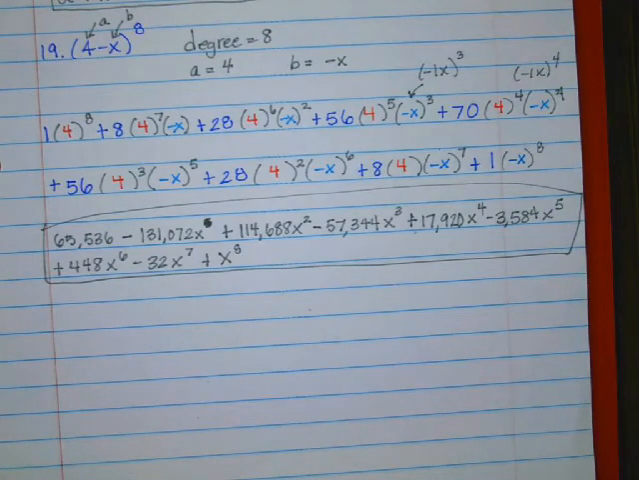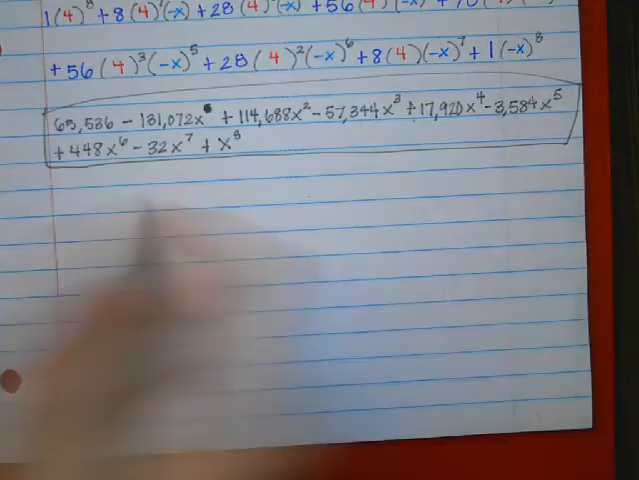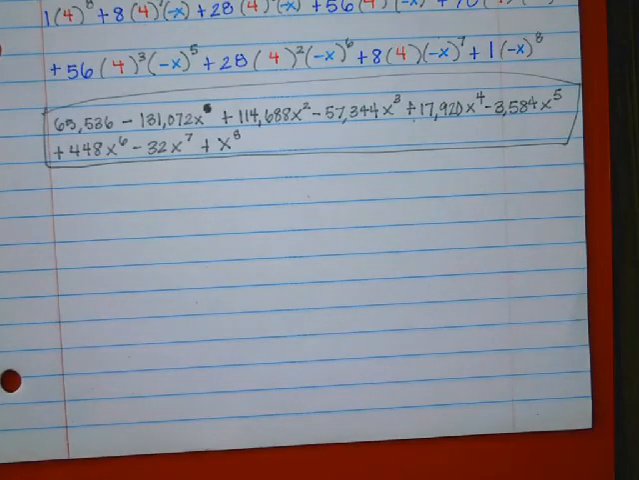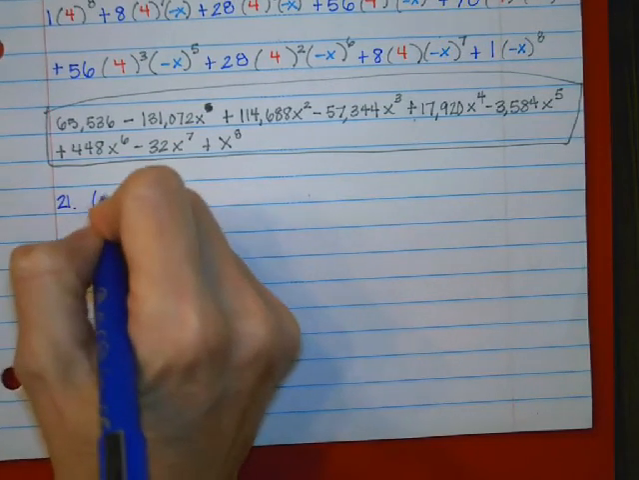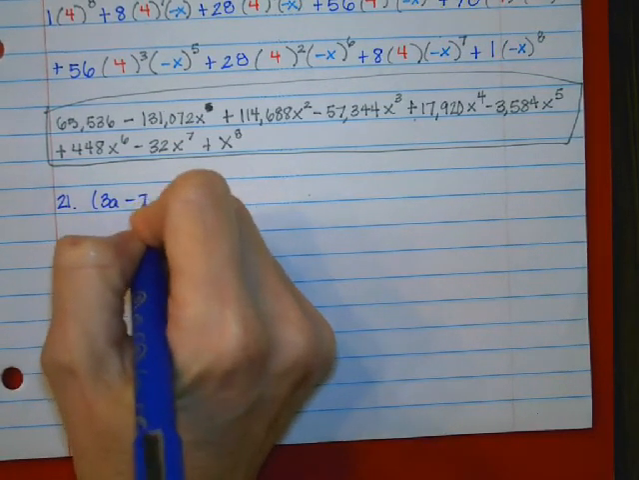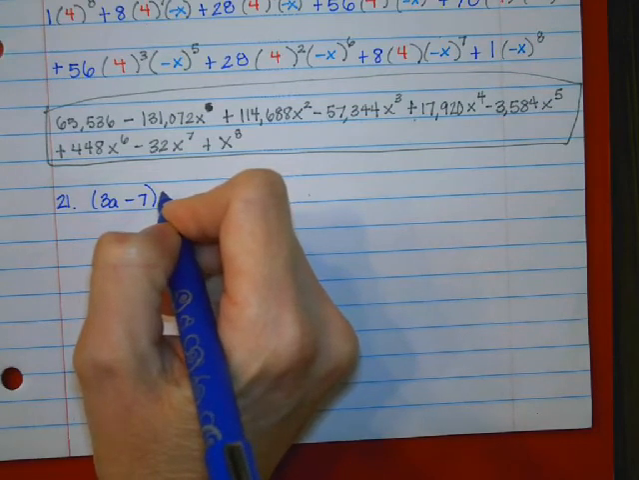All right, we're going to do one more of those. We're going to do one that's smaller. We're going to do 3a minus 7 to the 3rd power, number 21. It'll be the last one we do today. So I put this up. We're going to do number 21, which is 3a minus 7, and this is going to be to the 3rd power.